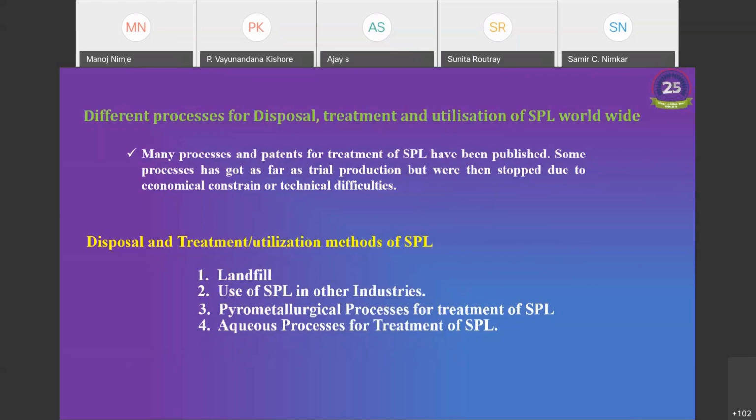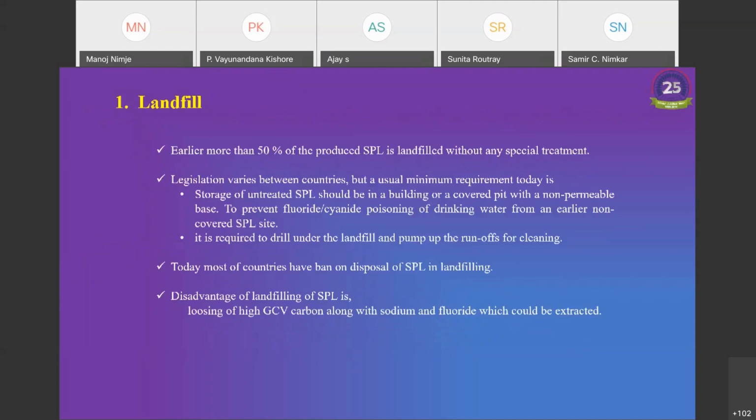The landfilling of SPL. The second practice is the use of SPL in other industries. The third available practice is the pyrometallurgical process for treatment of SPL, and the fourth is the aqueous process for treatment of SPL. And we will discuss this in more detail in the coming slides. Now come to the landfilling option for SPL disposal. Landfilling without treatment is supposed to be the easiest and most economical method for disposing of SPL.